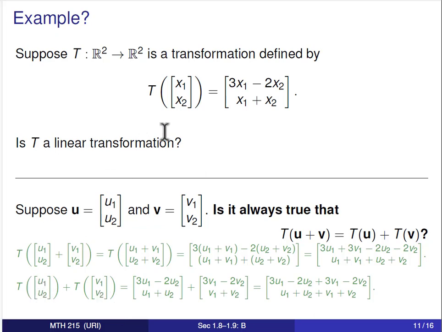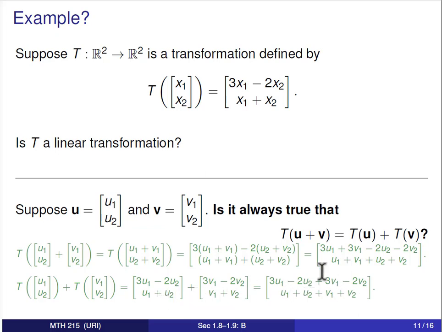Remember what the rule T does. It uses the coordinates in these particular ways. So T of (u1, u2) will be (3u1 minus 2u2, u1 plus u2), and v1, v2 will give us the similar looking vector for the answer there. Now we're adding these two vectors together. So if I were to just add straight across, we'll get 3u1 minus 2u2 plus 3v1 minus 2v2, and u1 plus u2 plus v1 plus v2.